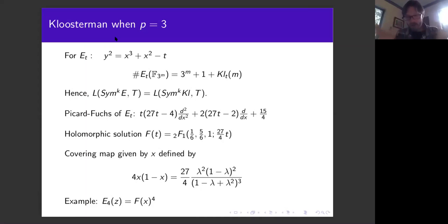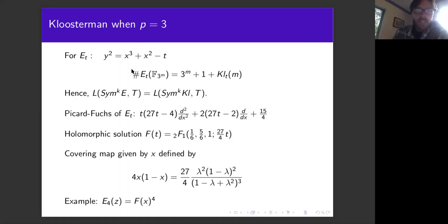There's like 4 or 5 reasons of how things break down. I don't know which direction to go to see. But for p equal to 2 and 3, it's very nice. And the reason is that the following happens. I only mentioned p equal to 3 here. Same thing happens with p equal to 2. When p is equal to 3, it turns out that the L function of the k-symmetric power of the Kloosterman is in fact equal to the k-symmetric power of an elliptic curve.